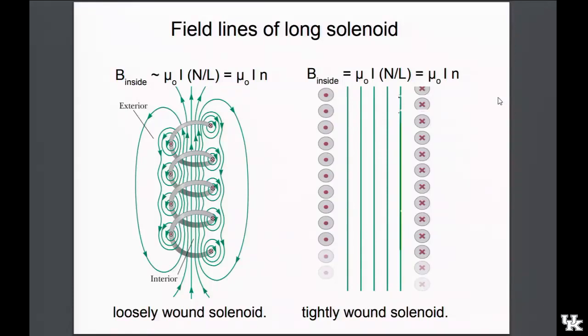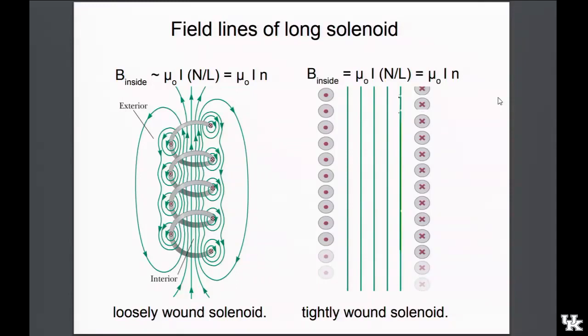It's the ratio of the number of turns of the solenoid, the entire number of turns, that's the uppercase N, divided by the length of the solenoid, how long the solenoid is. That's the uppercase L. So uppercase N might be 1,000 turns. The length of the solenoid might be 1 meter. If we divide one by the other, we get the little n, which is the number of turns per unit length.